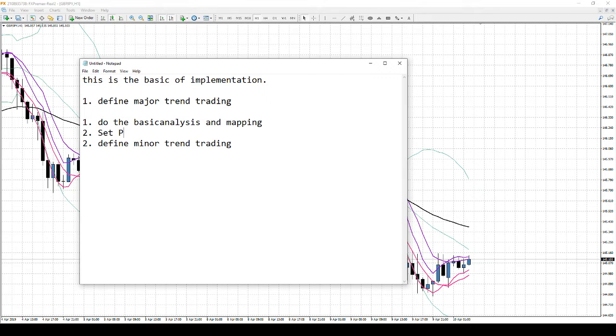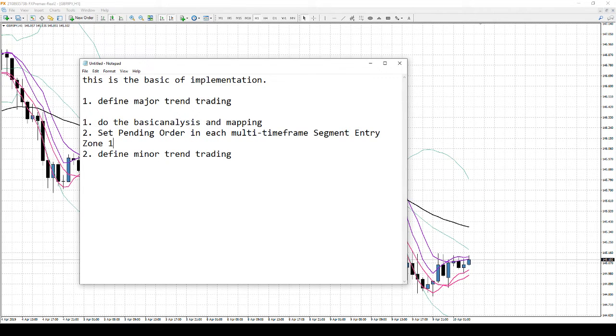Maybe you can set pending order in each time frame, each multi time frame segment, entry zone 1, right? Zone 1. Okay, this is the basic of how to define major trend trading. So major trend trading also consists of the EC359, but I put that on the minor trend trading.